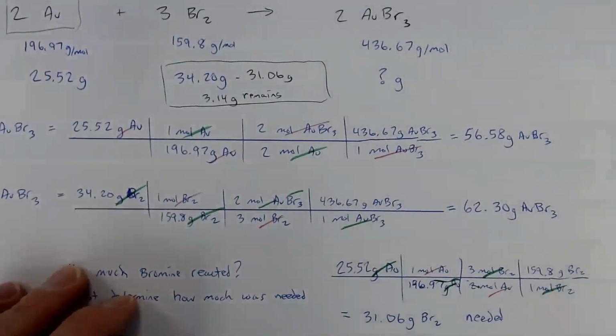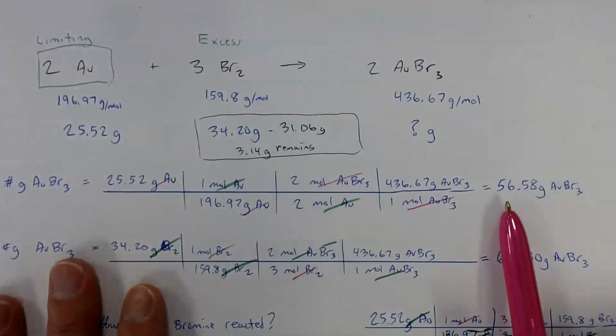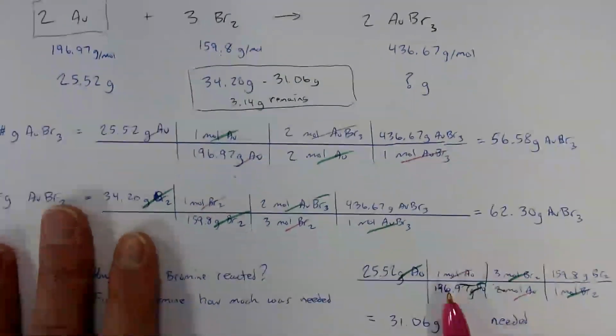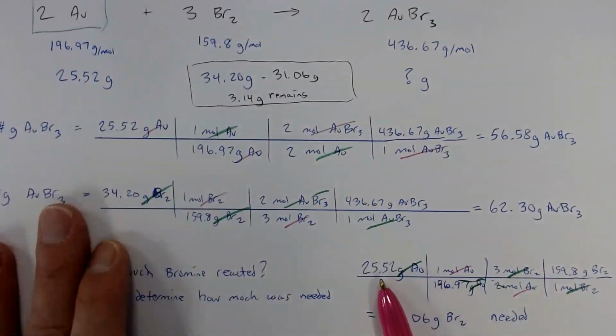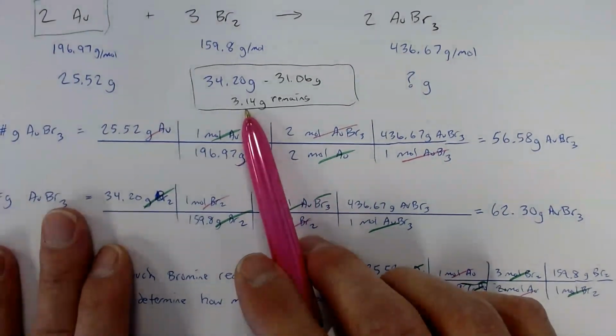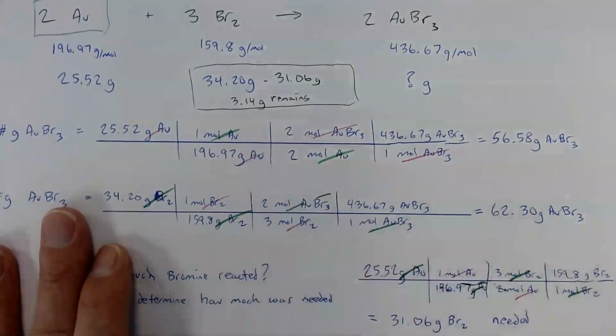And that is it. That is an example, again, of how we determine the limiting reactant and therefore the excess reactant, how we figure out, based on the limiting reactant, how many grams of the product are produced, and then how we use that limiting reactant to figure out how much of the excess reactant is needed so that we can figure out how much of the excess reactant remains unreacted. Thank you so much.